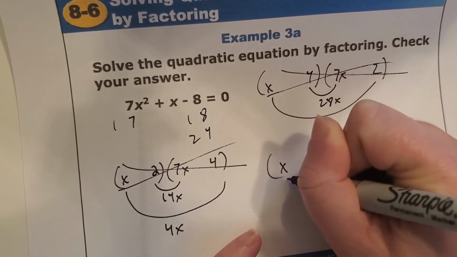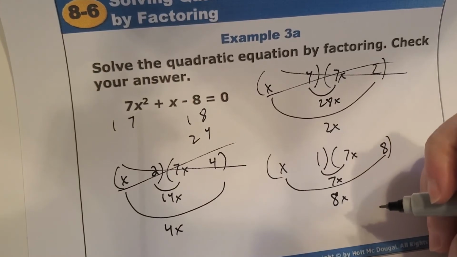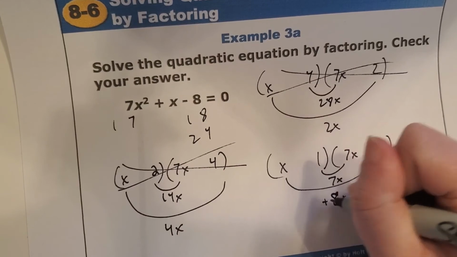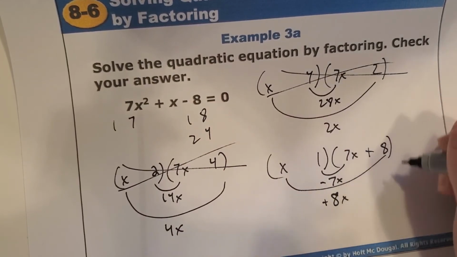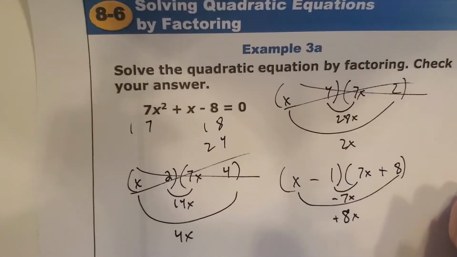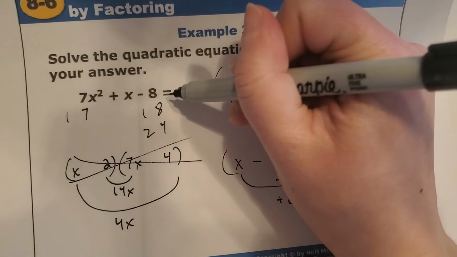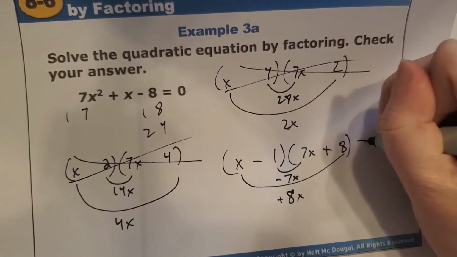This is 7x. This is 8x. And we want 1. So this is probably going to be it. 8 minus 7 is positive 1. So if this was positive and this was negative, that would work. So that means the positive would go here and the negative would go there. And negative 1 times 8 is still the negative 8 that we want. So that's good for the factoring.